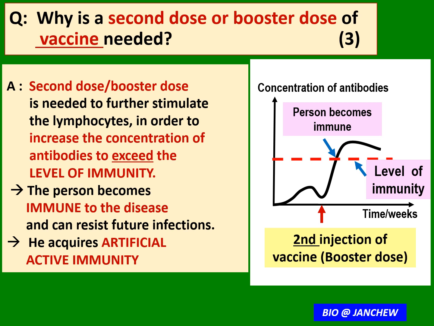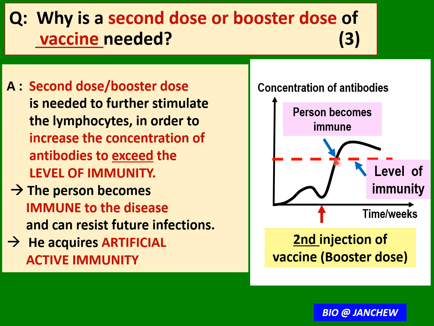Now a common question asked in the exam is, why is a second dose or booster dose of vaccine needed? And here's the answer. The second dose or booster dose is needed to further stimulate the lymphocytes so that they will produce more antibodies in order to increase the concentration of antibodies so that it exceeds the level of immunity. And once the concentration of antibodies exceeds the level of immunity here, the person has become immune to the disease and he can resist any infections by the pathogen if it occurs in the future. So he has acquired artificial active immunity.